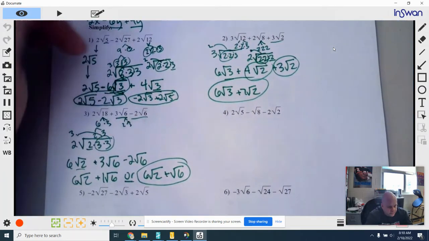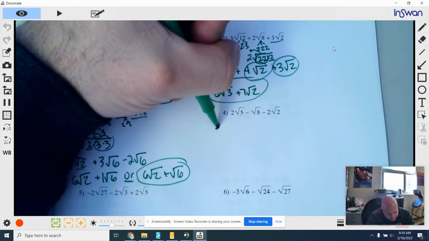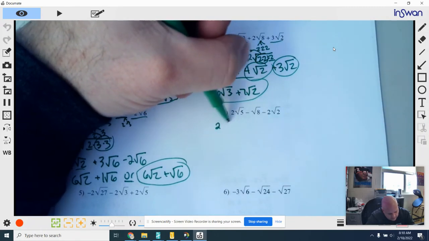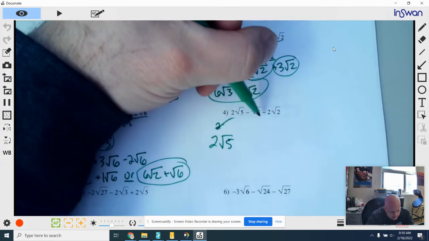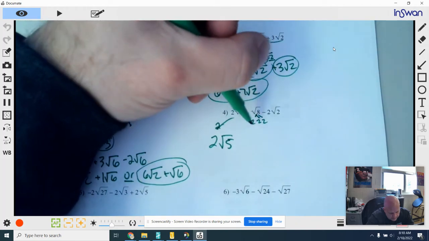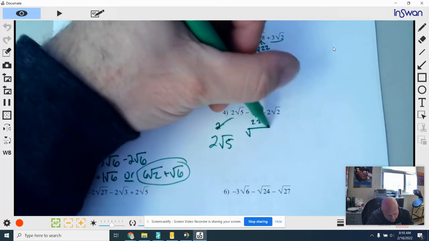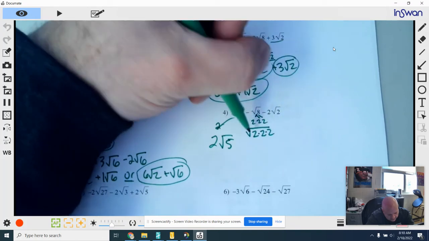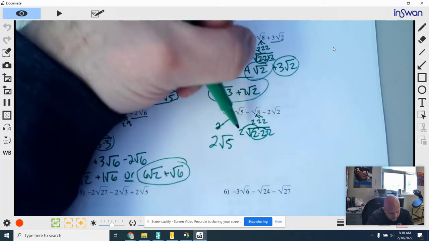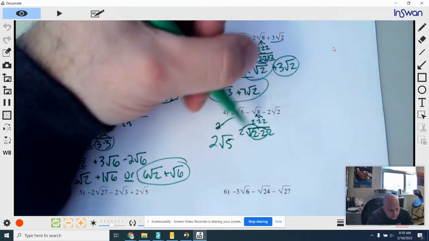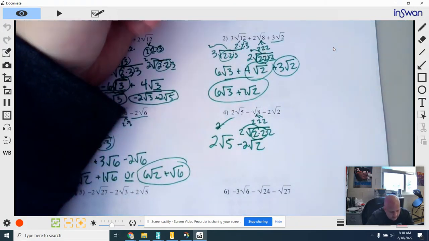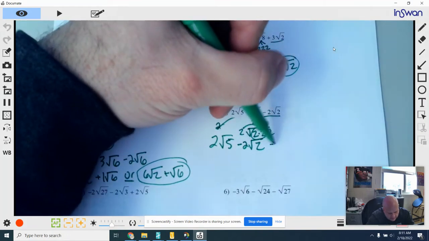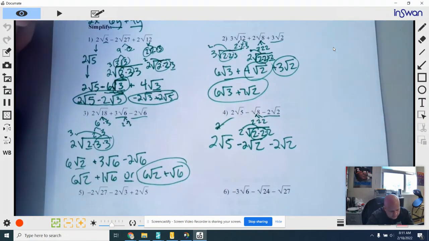Okay, number 4. 2 root 5. Well, that one, we'll just bring that one down. It doesn't simplify. Root 8 does. 2 times 2 times 2. So that gives you a root of 3 2's underneath. Just 1 comes out. There's nothing out front there, technically a 1. So 2 times 1 is just 2. So we get minus 2 root 2. And then in the back here, that's already simplified. Another minus 2 root 2.